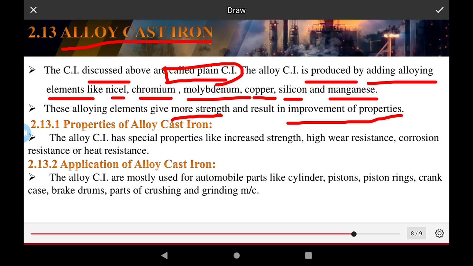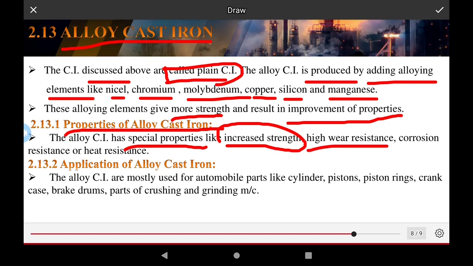Alloy cast iron. Property of alloy cast iron. The alloy cast iron has special properties like increased strength, high wear resistance, corrosion resistance, or heat resistance.